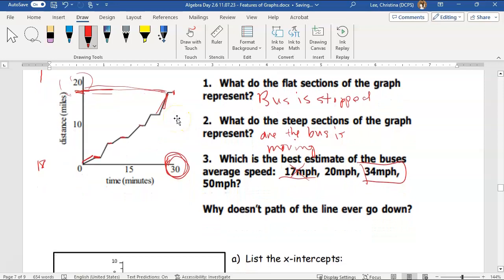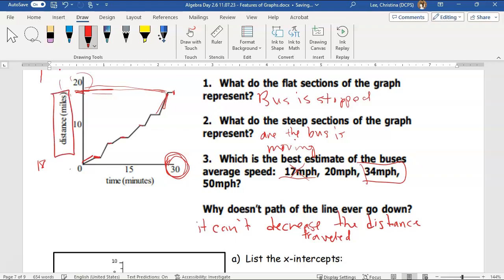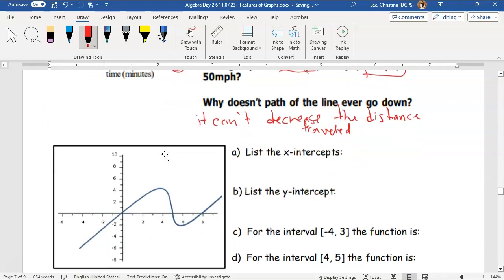Why doesn't the path of the line ever go down? So this is measuring the distance that it travels, and so it can't decrease. Now, if instead it was measuring how far it is away from the school, then it could go down because it could get closer back to the school. But this is measuring the distance that it has traveled instead.